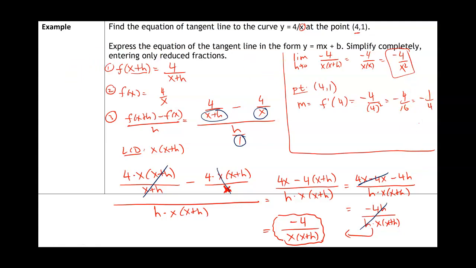So it's just a lot of algebra here, right? Just plugging things in. And then lastly, we're not quite done. We still want to find the equation in the form of y equals mx plus b. So the equation is going to look like this.